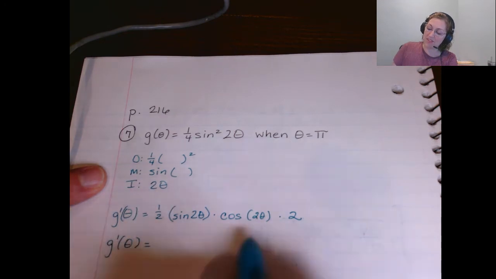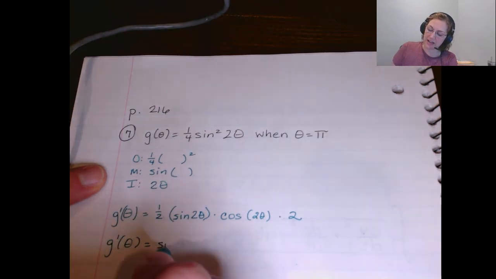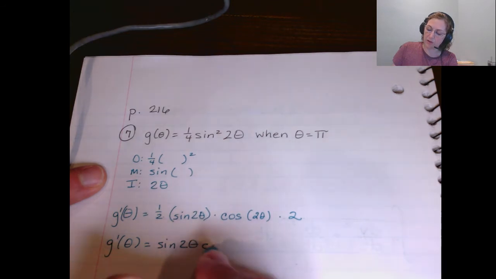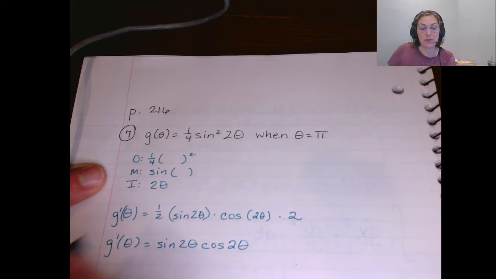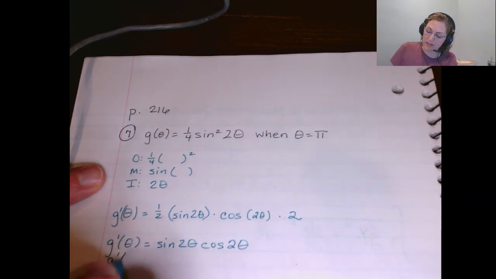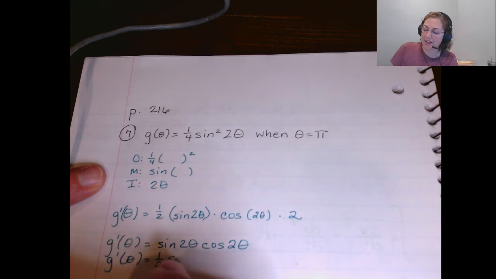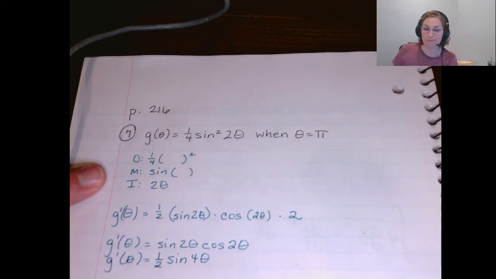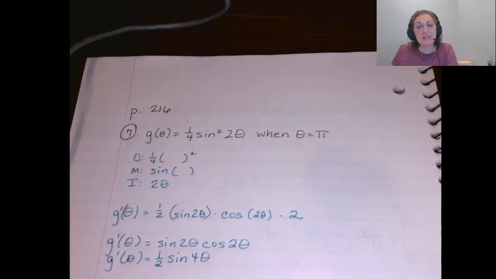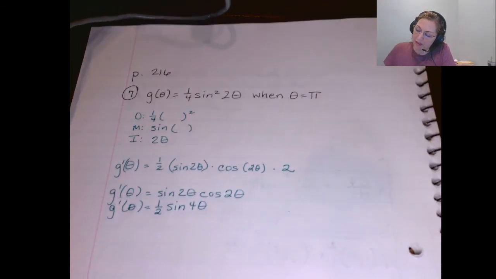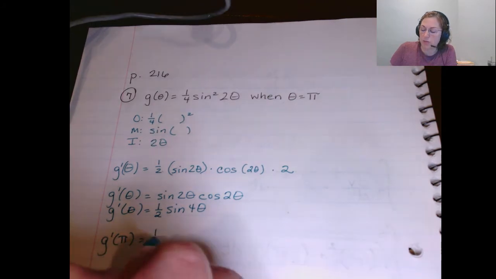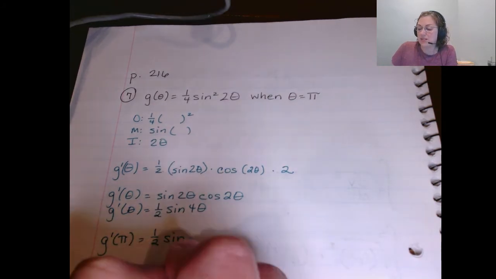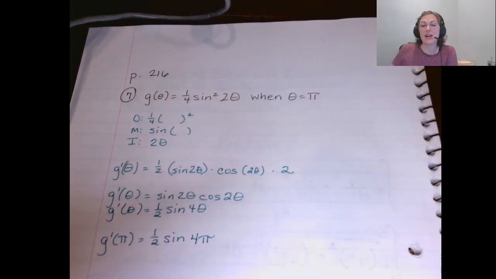So that g prime of theta is sine of 2 theta cosine of 2 theta. If you're remembering your double angle identity, we could go one step further here and make that 1/2 sine of 4 theta. But we're going to get a value, so we're looking for when theta is pi. So we'll substitute pi in at this point. We're looking for the sine, 1/2 times the sine of 4 pi.